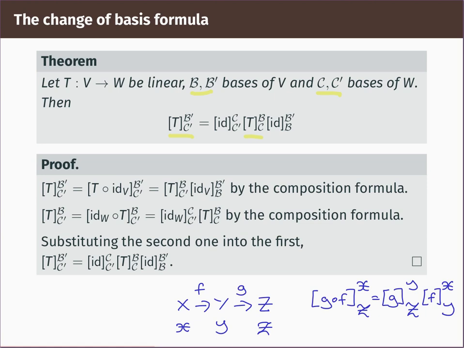Okay, let's see how we can apply this composition formula in order to prove the change of basis formula. So first of all, we'll look at the matrix of T with respect to the initial basis B prime and final basis C prime. T is equal to the composition of T with the identity on V. Whenever you compose with the identity, it doesn't change the thing you composed the identity with. So we can simply do that. And then we can use the composition formula to get that this is equal to the matrix of T with respect to initial basis B and final basis C prime times the matrix of the identity with respect to the initial basis B prime and the final basis B.